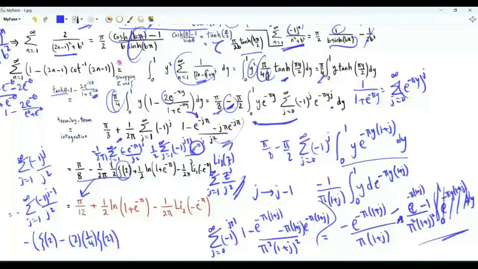Summation n from 1 to infinity of 1 minus 2n minus 1, the inverse cotangent of 2n minus 1 is pi over 12 plus 1 half ln 1 plus e to the minus pi, minus 1 over 2 pi, the dilogarithm of minus e to the minus pi.